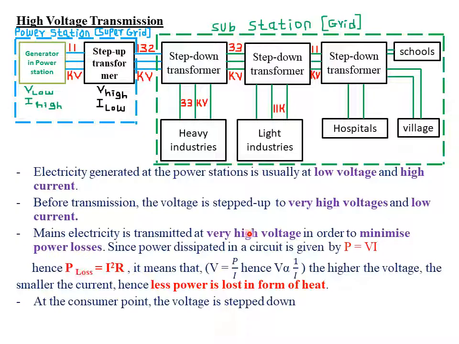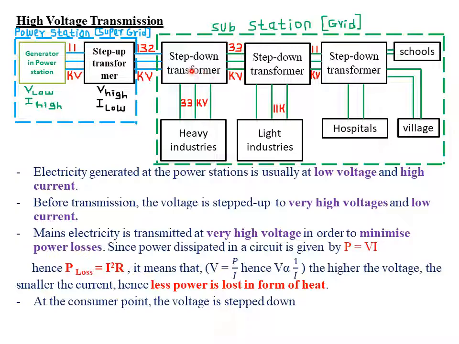So that is the reason why we transmit power at very high voltages and low current. The reason is to reduce the power losses on the way, hence less power is lost in form of heat on the way. So we transmit the power at very high voltages of about 132 kilovolts. Then of course in the substation we step down that particular voltage, from about 132 kilovolts to about 33 kilovolts.